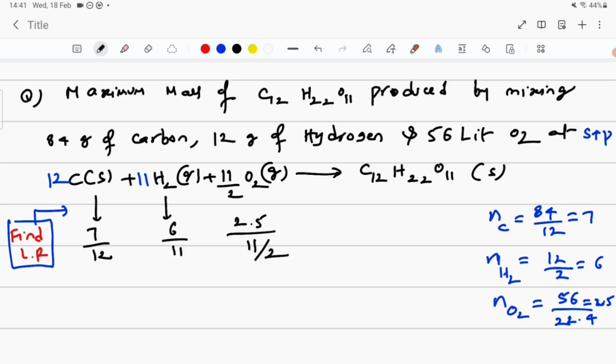First you calculate the values here. 7 by 12 is 0.58 according to the given ratio. Then 6 by 11 is 0.54. Then for 11 by 2 for oxygen, if you calculate, you get 0.45. Among these, the lowest value is the limiting reagent. Once again, see the calculation.